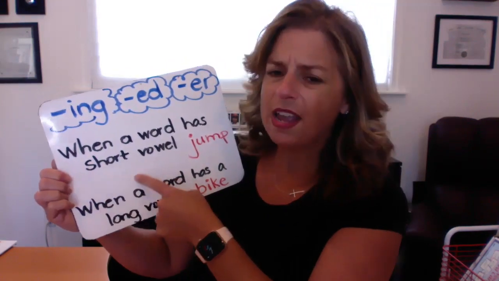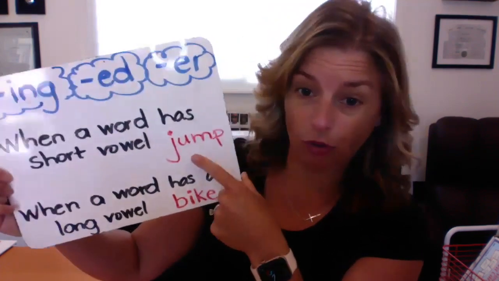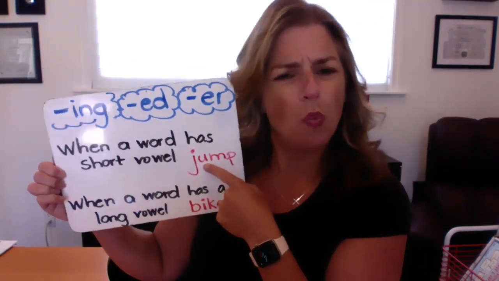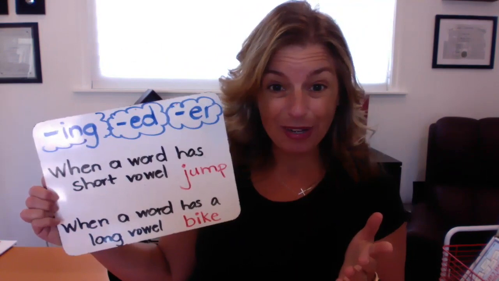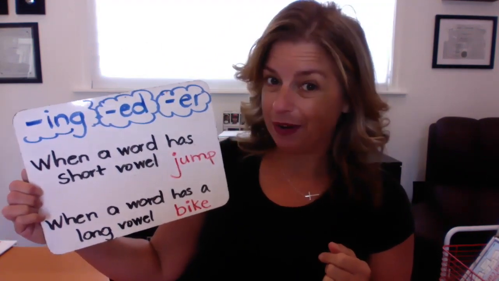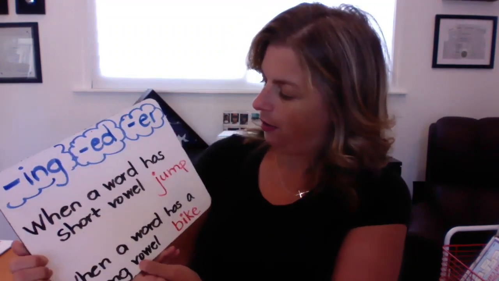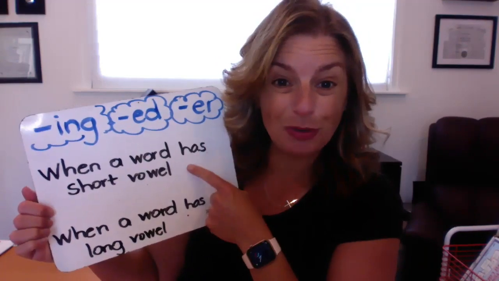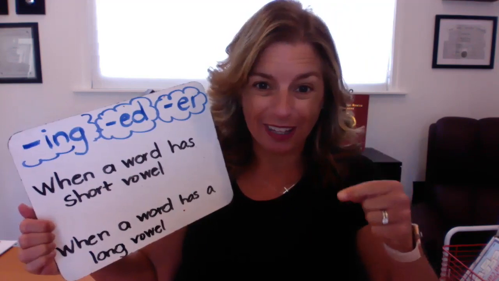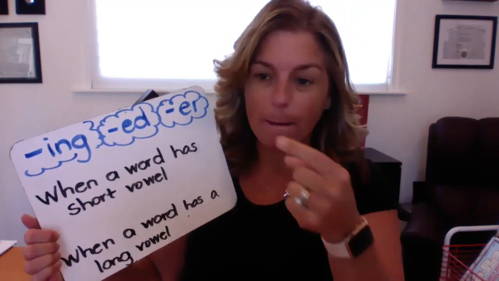Okay, so what is the first rule when a word has a short vowel before we add the suffix? This is a short vowel because there's only one vowel in the word. What do we need to do before adding the suffix? What is it that we need to do? You're close. I know you remember. Okay, so what do we do when a word has a short vowel? We double the last consonant before adding the suffix, right? You double the last consonant before adding the suffix.